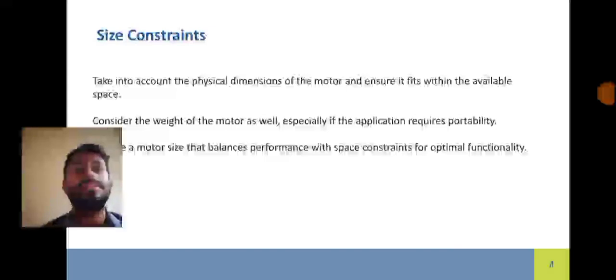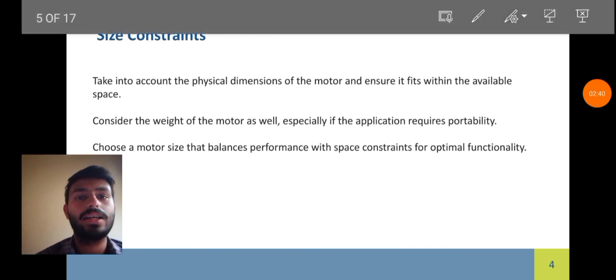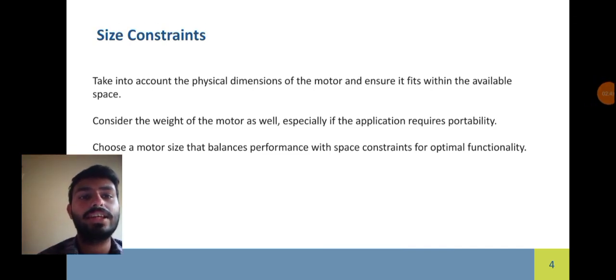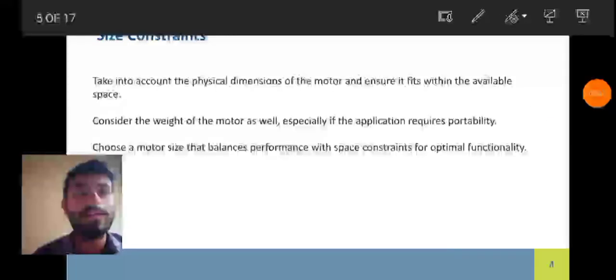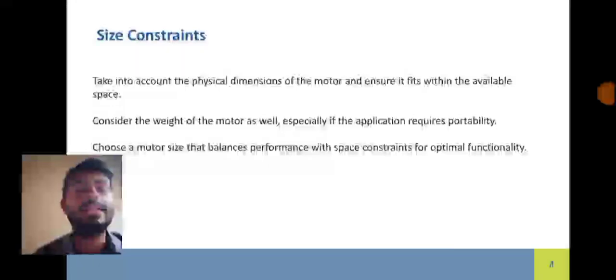Size constraints. Take into account the physical dimensions of the motor and ensure it fits within the available space. Consider the weight of the motor as well, especially if the application requires portability. Choose a motor size that balances performance with space constraints for optimal functionality. Size plays a crucial role in selecting a motor, as certain motors are specialized for a given space or size.